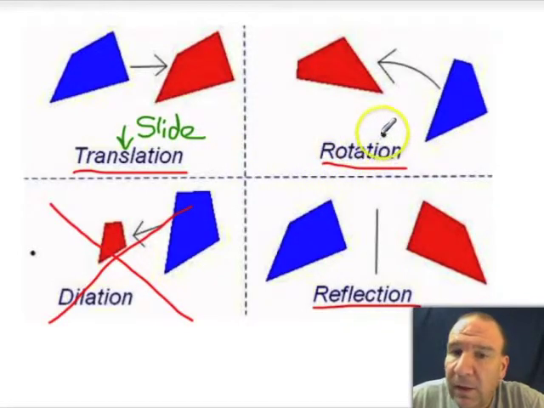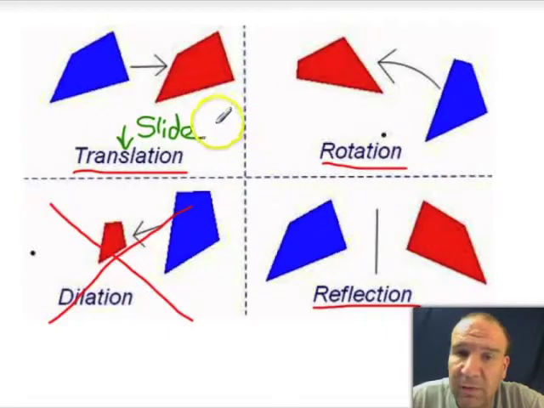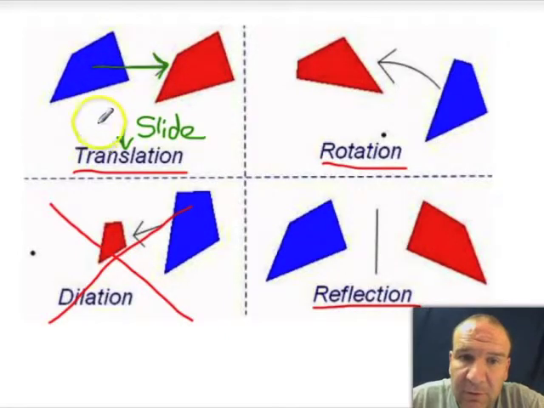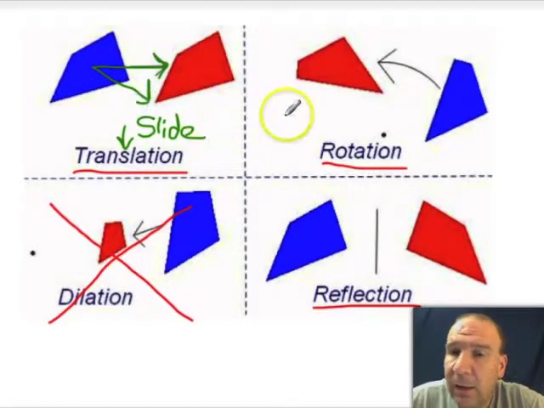Now, one of the things you're going to have to be able to do is distinguish what's a slide versus a rotation. A slide simply slides an object to a new location. It doesn't always have to be straight across or straight down. It could be diagonally. It could happen that way as well.